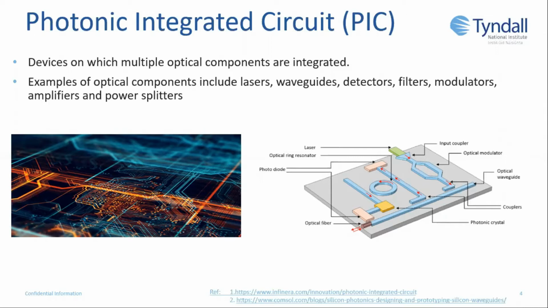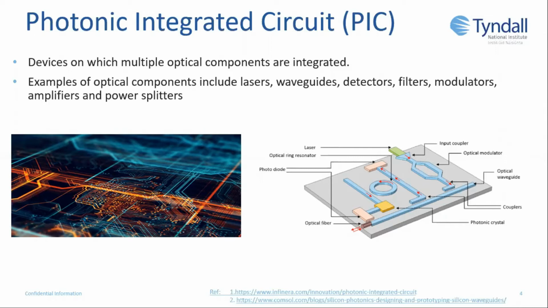photodetectors to detect the light, modulators which can change the phase and amplitude of the light, and power splitters because sometimes you need to separate light into multiple channels. So a highly functioning PIC would contain most or all of these components.